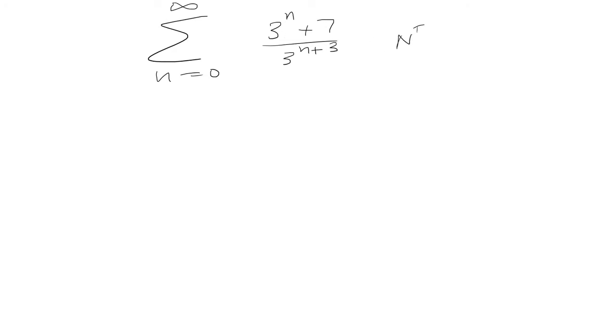We want to verify that this series, the sum from n equals 0 to infinity of (3^n + 7)/(3^(n+3)), diverges. Notice that I have 3 to the n and 3 to the n plus 3 in the denominator. So in the long run, we know that this is not going to go to 0. So we're going to use the nth term test.